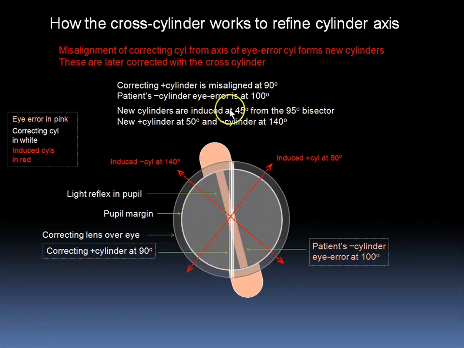These new cylinders are induced at 45 degrees on either side of the bisector of these two cylinders. The bisector is at 95 degrees, halfway between 90 and 100. The new cylinders are therefore at 50 and 140 degrees as shown.